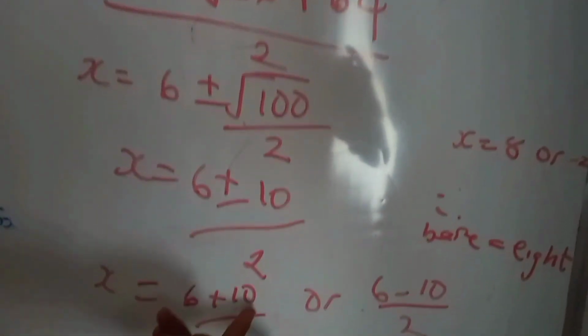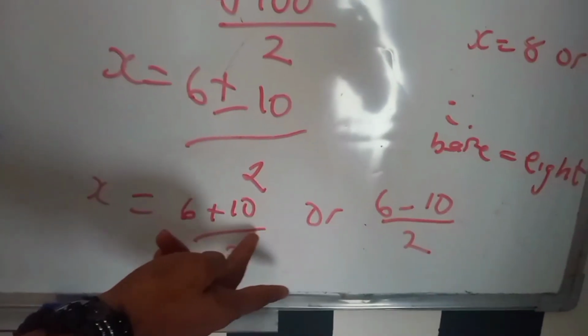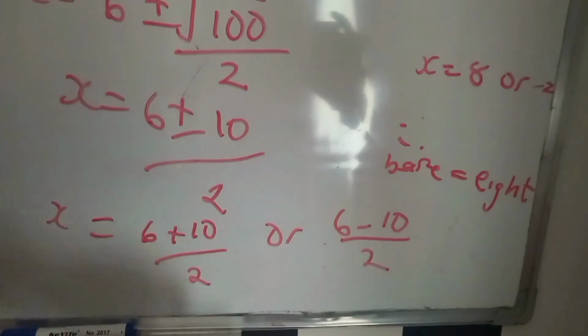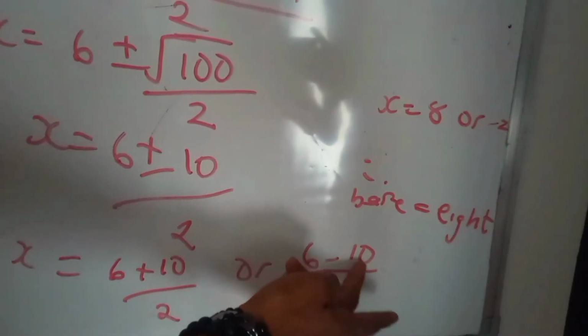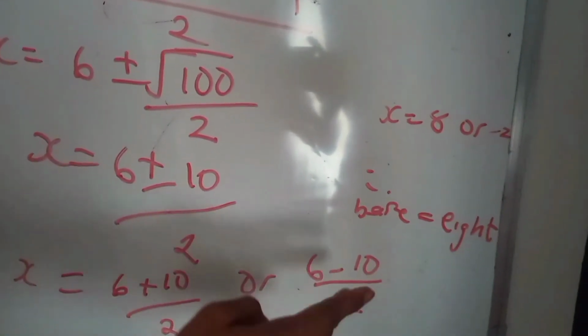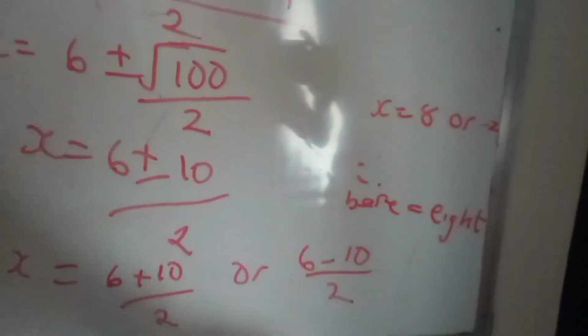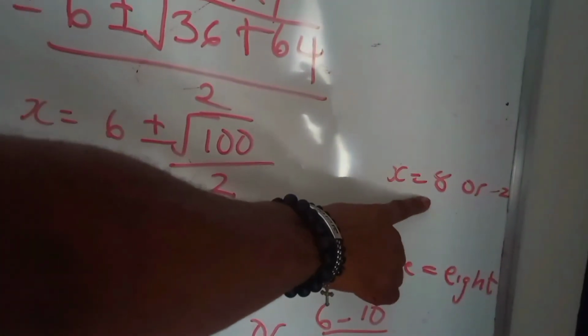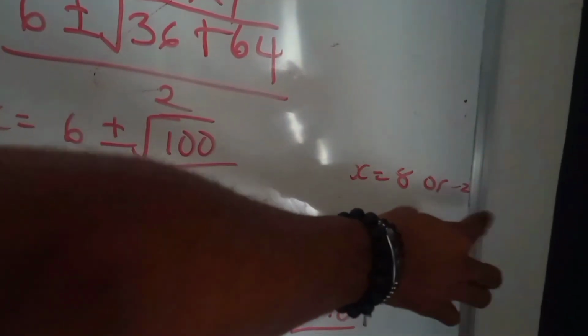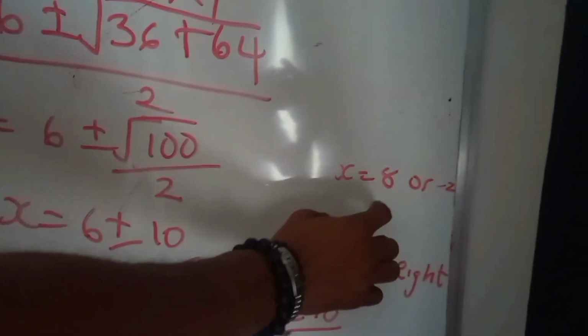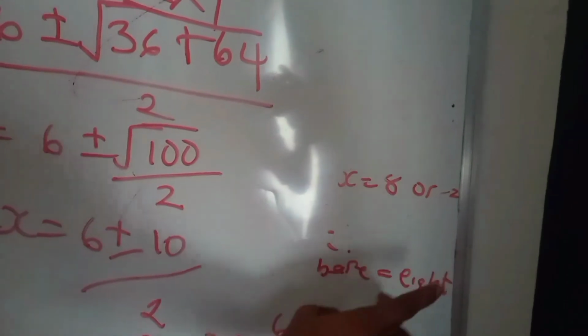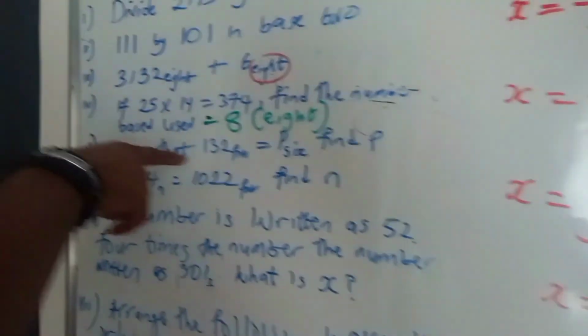So 6 plus 10 is 16. 16 over 2 is 8. Or 6 minus 10 is minus 4. So minus 4 over 2 is minus 2. So 8 is positive. Because 8 is positive, I will pick it. I will not pick minus 2, because 8 is positive. It's positive in nature. I take 8 as my new base. So the number base used is 8.